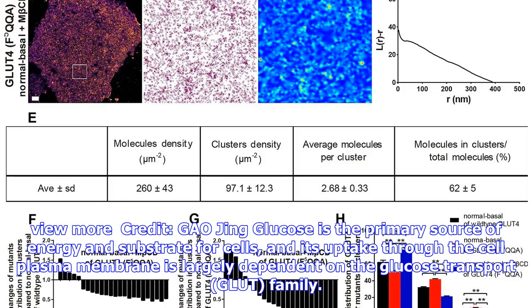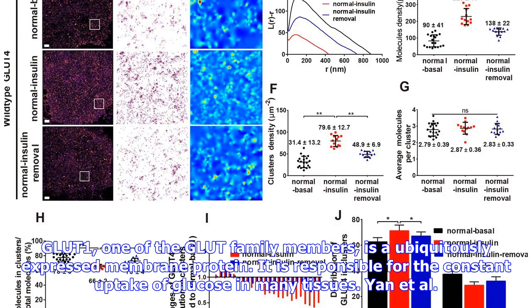Glucose is the primary source of energy and substrate for cells, and its uptake through the cell plasma membrane is largely dependent on the glucose transport GLUT family. GLUT1, one of the GLUT family members, is a ubiquitously expressed membrane protein. It is responsible for the constant uptake of glucose in many tissues.